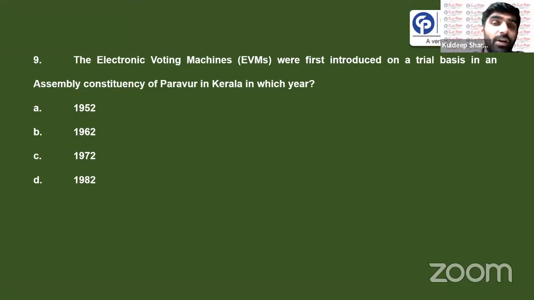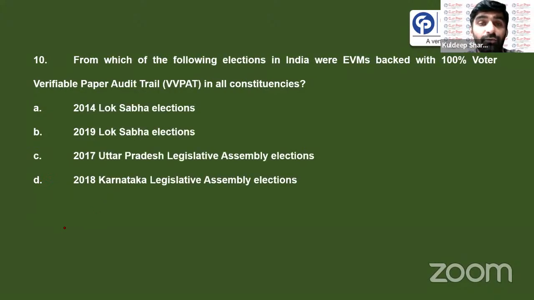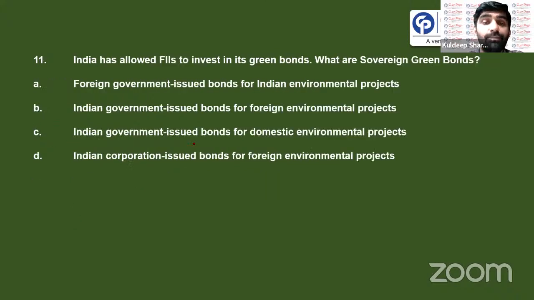Next, the electronic voting machines were first introduced on a trial basis in an assembly constituency of Paravur in Kerala in which year? So answer is 1982. We have discussed this also. Next, from which of the following elections EVMs were backed with 100% VVPAT in all constituencies? We also know this that it was 2019 Lok Sabha election.